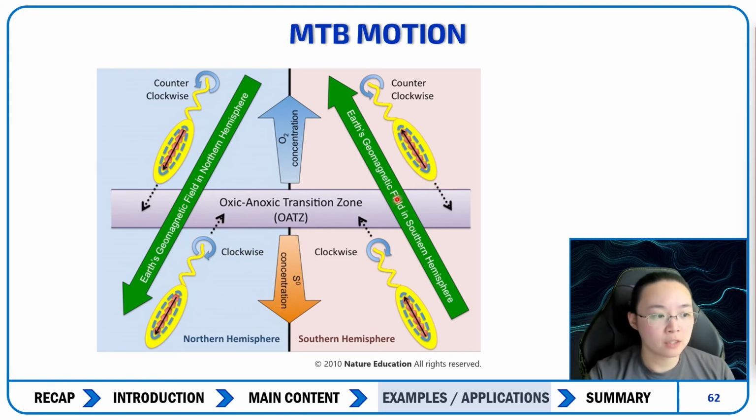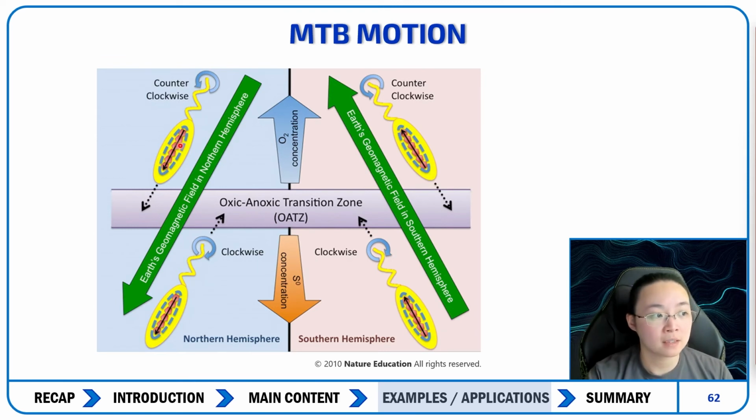The solid black lines, however, within each of these MTBs is their intrinsic magnetic dipole based on their location within the Earth's hemisphere. So in the northern hemisphere, they're going to align towards a pole. So then it's going to be directed this way. These two, whether they're above or below the OATZ, within the northern hemisphere, the intrinsic magnetic dipole that the MTBs have are going to point in the same direction.